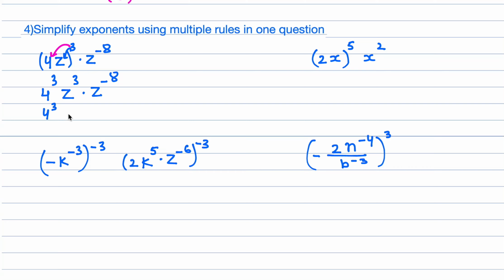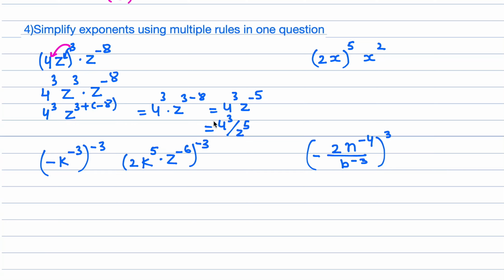Rule says when bases are same, powers are added. So this will be equal to 4 cubed times z to the power 3 minus 8, which is equal to 4 cubed z to the power minus 5. Now there is one more condition, that our answer should be with positive exponents only. If that is the case, then I have to reciprocate this z to the power 5 to make it positive. So it will be in the denominator now.